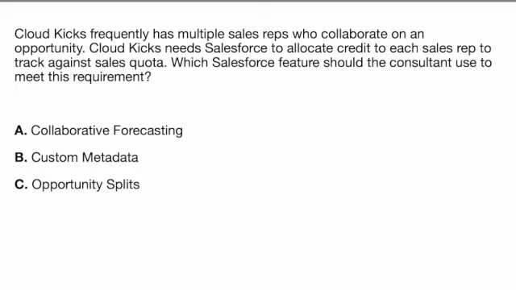Okay, so collaborative forecast has nothing to do with splitting credit. We're looking to allocate credit to each sales rep. It looks like multiple sales reps are working together, and we want to be able to award them their commission or their credit for closing that deal appropriately. Collaborative forecasting does not really allow you to do that. You might be tricked into choosing it because of the word collaborative in this answer choice and collaborate in the question, but this is not the right choice.